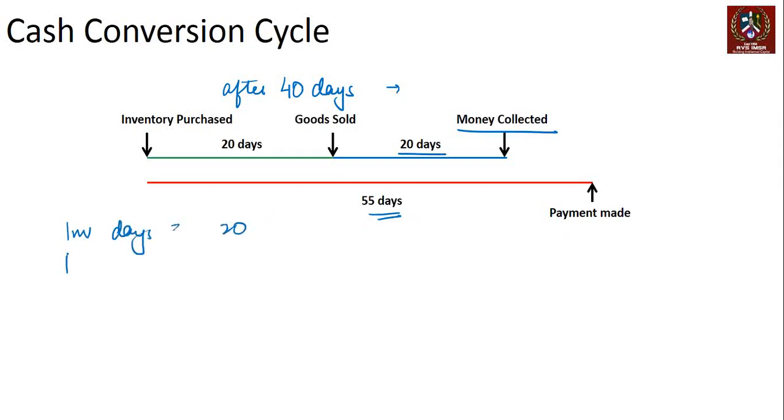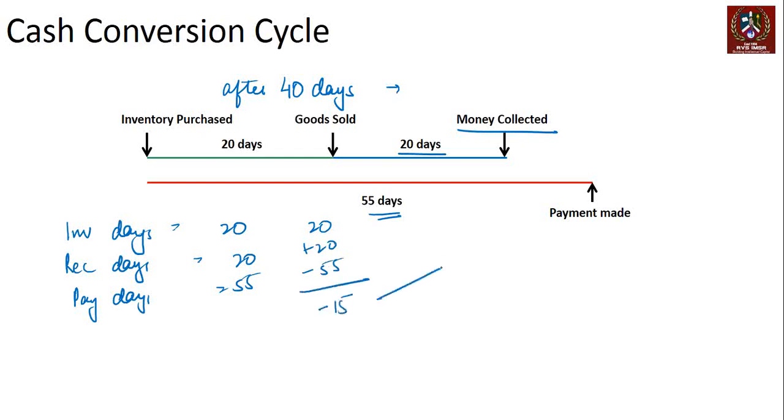So what is the inventory days here? That's 20. What is the receivable days here? That's 20. What is the payable days here? That's 55. What is cash conversion cycle? 20 plus 20 minus 55. That works to minus 15. What does this mean? You earn interest for these 15 days. You're not paying interest. This time you're earning interest because for this period of 15 days, you're going to make money on the money that is already received.